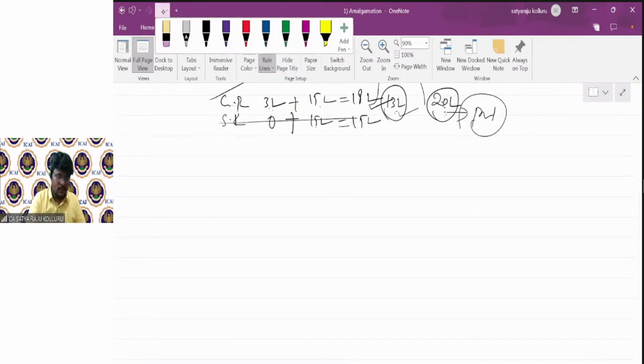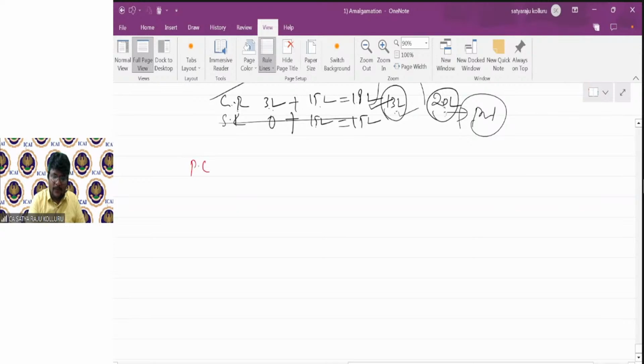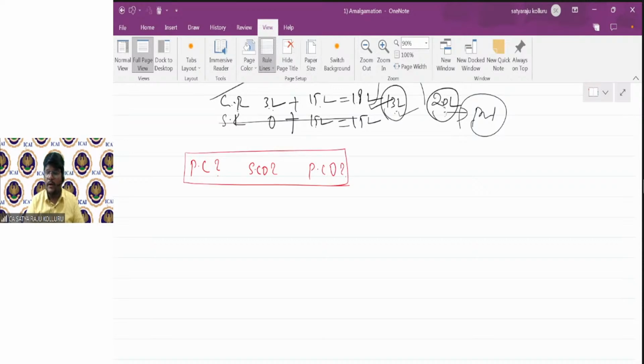Now if you check, we are done with the meaning of amalgamation, the types, and the accounting treatment in the books of the selling company, and we're done with the accounting treatment in the books of the purchasing company as well. The major issues we've done. Now what I'm discussing is things related to special issues. What are these special issues, sir?